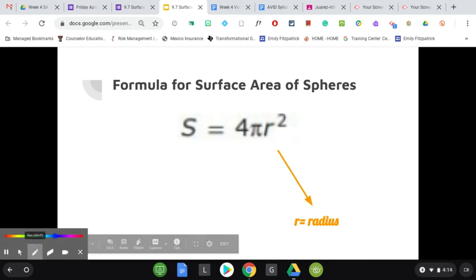So here's our formula. Our formula is S equals 4 pi r squared. This is probably the easiest shape because it only has one variable, and that's the r. The r stands for radius. So when you have the radius of the sphere, all you have to do is plug it in and get the answer. So let's go ahead and do example number 1.